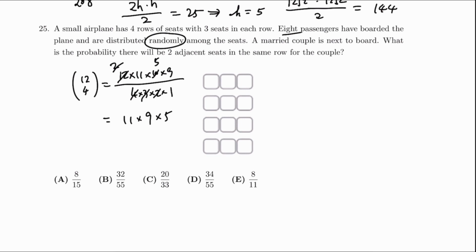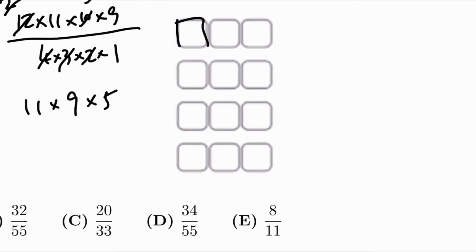I know this is 495, but don't calculate it out. Maybe because we are working with probability, leaving it in a factored form will help us later. Now let's take a look. The 4 empty seats may be 3, 1.